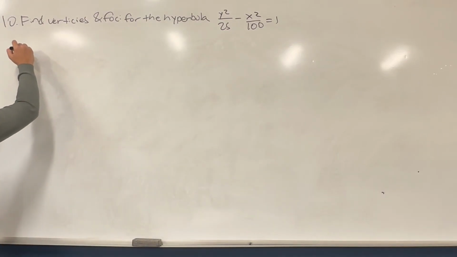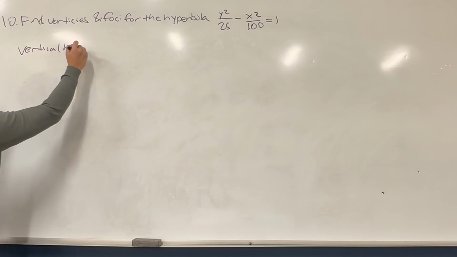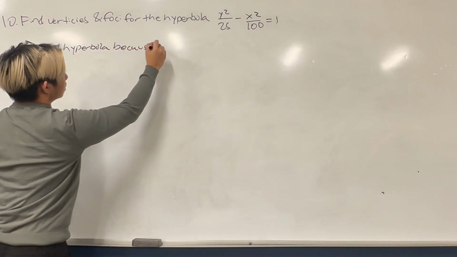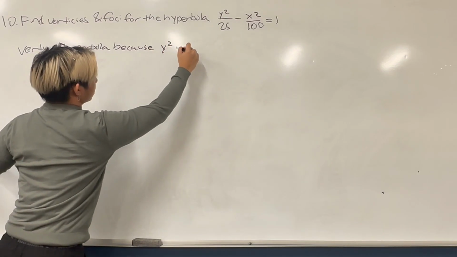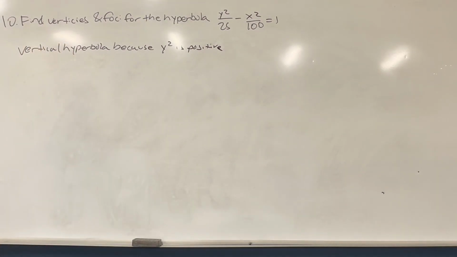So I'm going to write that down. So this is a vertical hyperbola because y squared is positive. Chicken scratch, I know, but it is what it is.